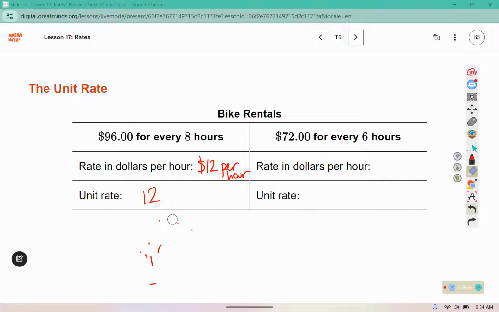Right, for the next one, we have $72 for every 6 hours. So to figure out how much it is for 1 hour, we would divide by 6. 6 belongs in 7 once. 7 minus 6 is 1. Bring down the 2. 6 can fit into 12 2 times.